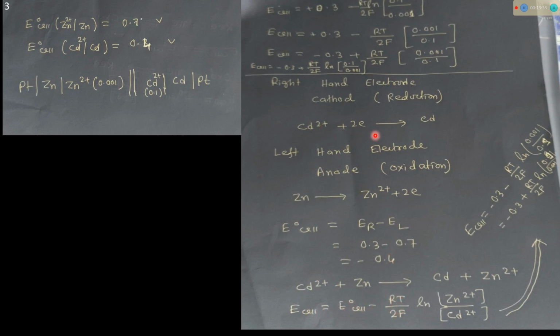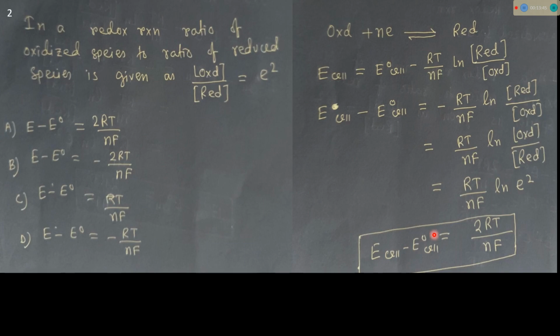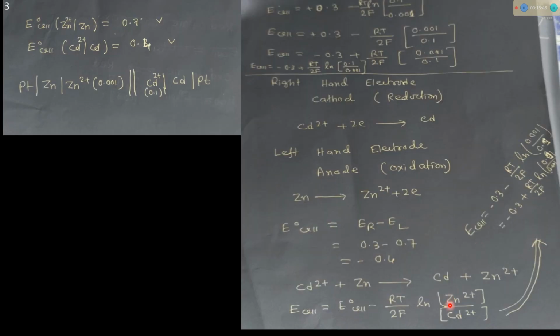In this cell reaction, 2 electrons are involved, so we put RT by 2F in place of N. In the previous case, N was there. So in this case N is equal to 2, and the term is minus RT by 2F ln Zn2+ upon cadmium 2+. The cadmium and zinc are solid, so we can assume the activity of the solid as unity.